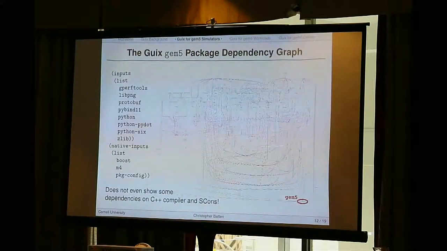So this little mess of a graph over here is essentially capturing all of the dependencies of gem5. It captures the direct dependencies, but also the indirect dependencies, like the fact that this relies on PyTest or these other libraries. And this doesn't even show all the dependencies. It doesn't capture the dependencies on, for example, the actual C++ compiler. You start to see how it gets really complicated to do reproducible software development once you have this kind of really complicated dependency graph.